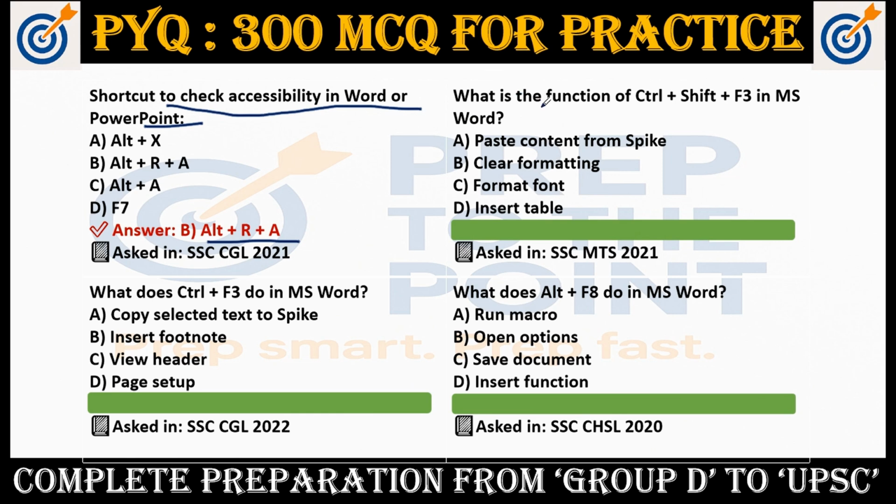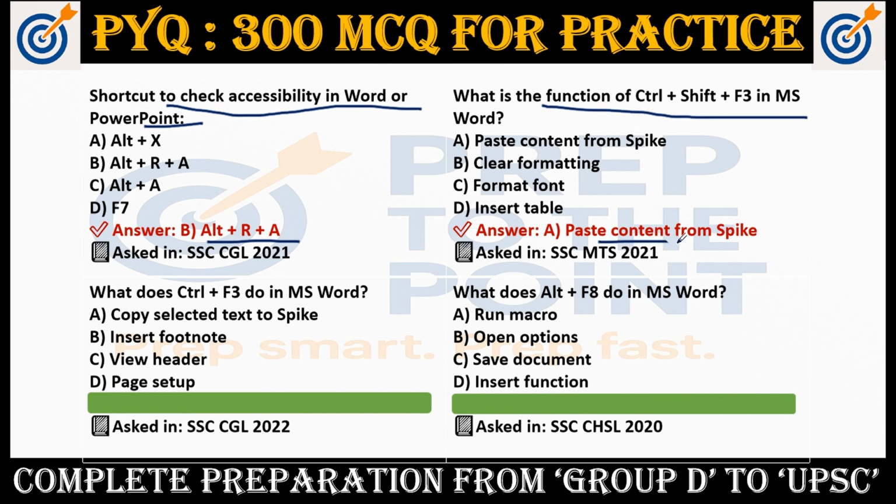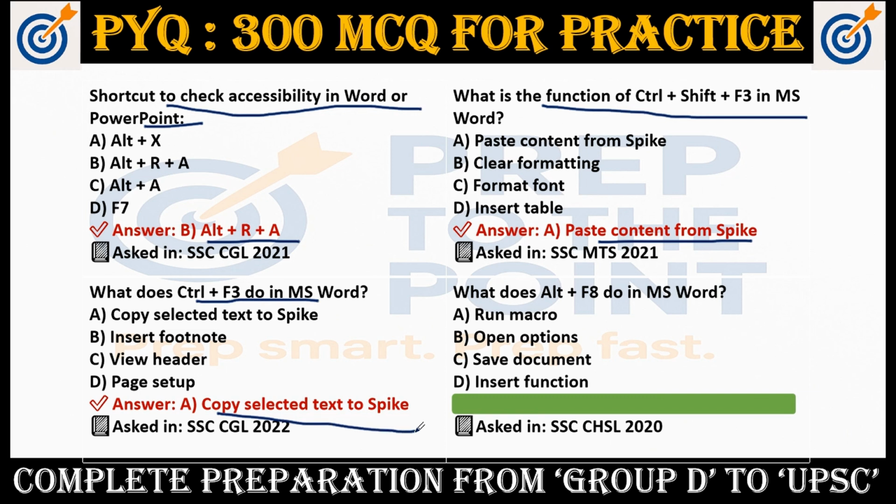What is the function of Control Shift F3? It's paste content from spike. What does Control F3 do in MS Word? Copy selected text to spike. Control F3, copy selected text to spike. What does Alt F8 do in MS Word? Run macro. Alt F8 to run macro.